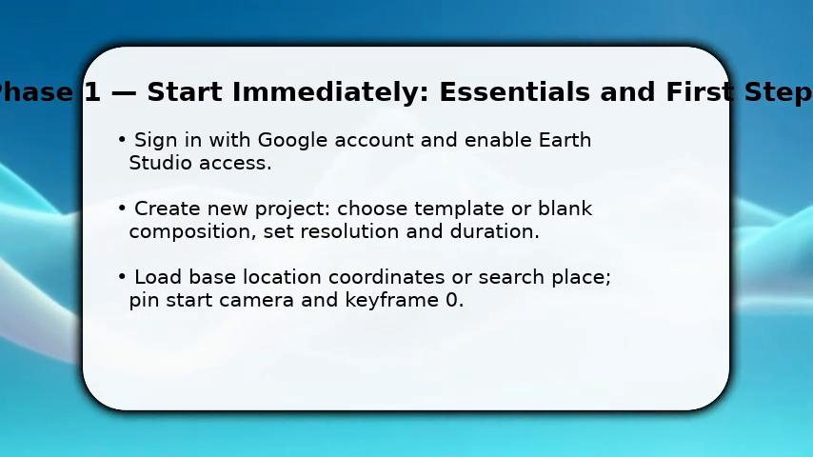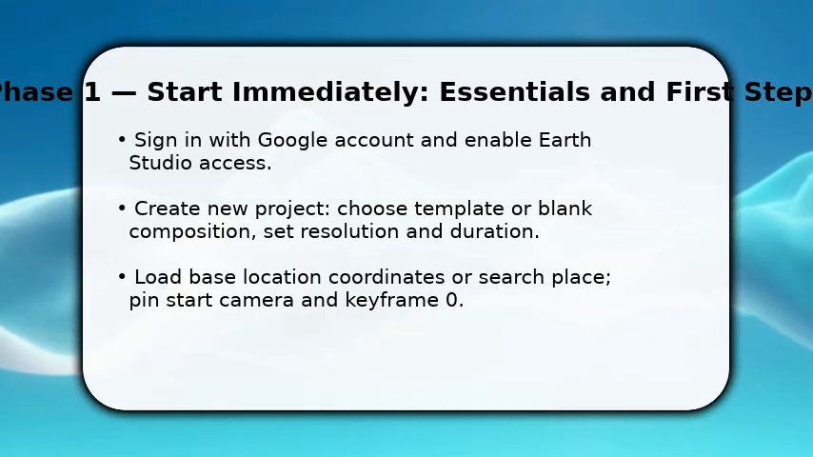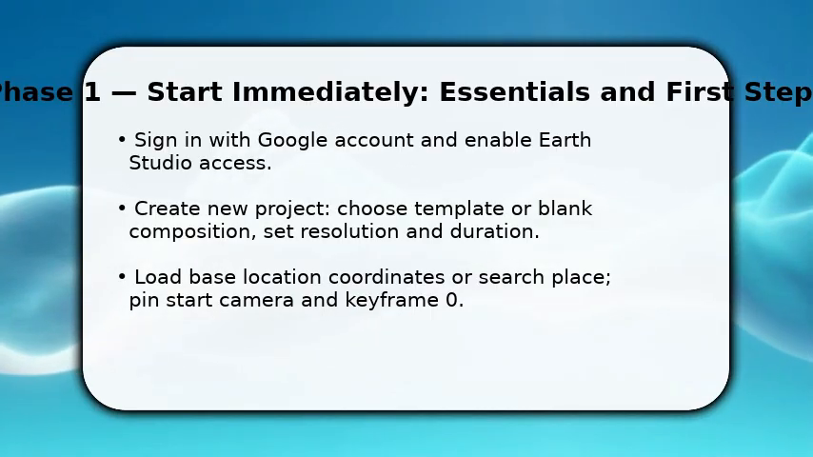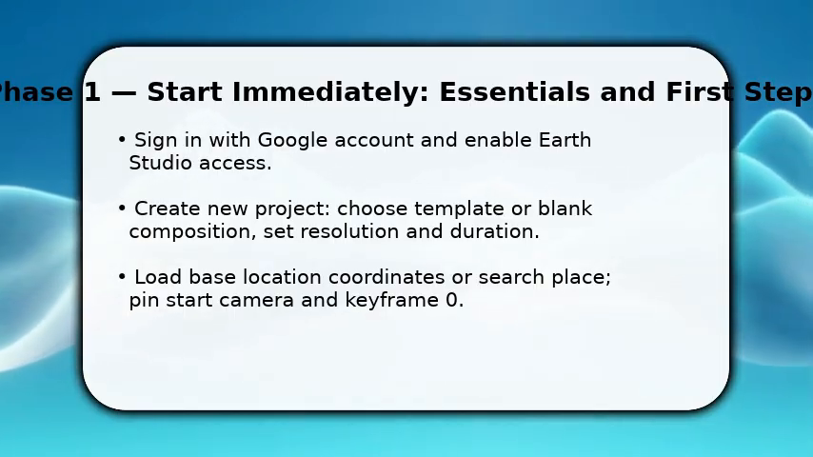Search or paste coordinates to lock the base location, then place your first camera keyframe at frame 0 so you have a stable starting view. Once done, scrub the timeline to confirm the initial camera position, and make sure to save the project before moving on.